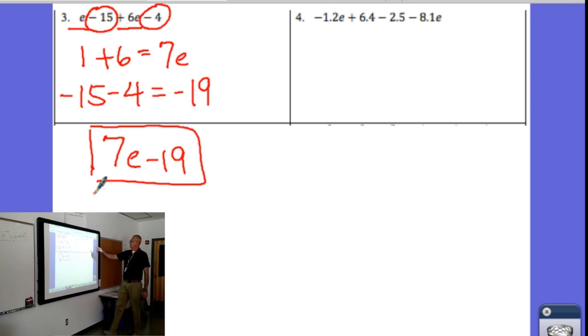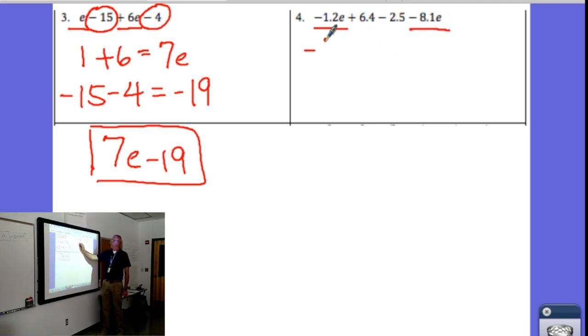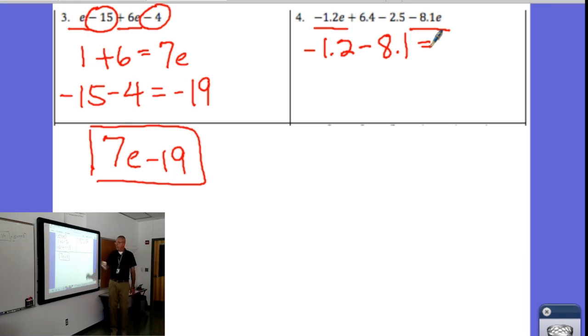Number 4. How many terms? 4. 1, 2, 3, 4. So I'm going to combine negative 1.2e and negative 8.1e. So negative 1.2 minus 8.1. That gives me negative 9.3 what? e.